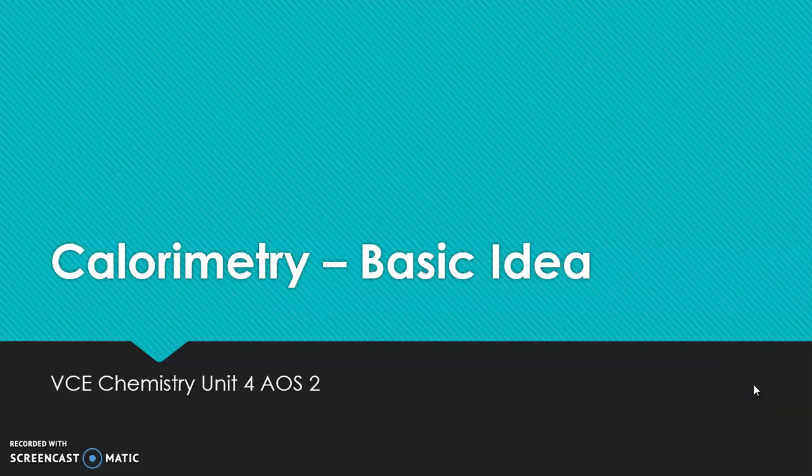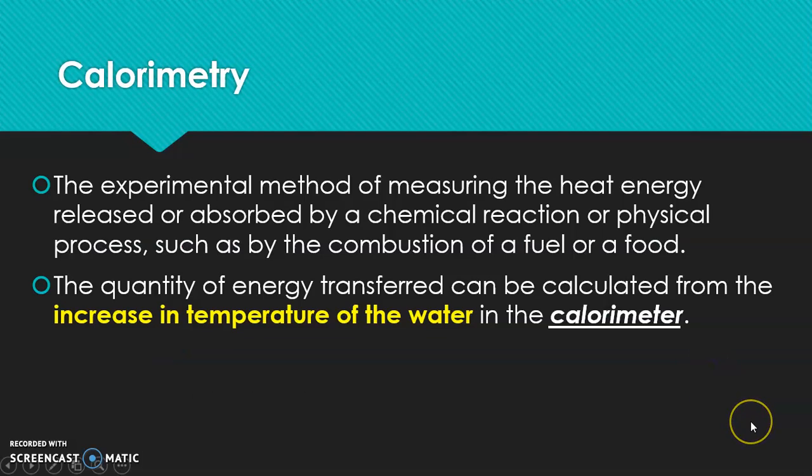BC Chemistry, Unit 4, Calorimetry, the basic idea. So calorimetry is a word given to the experimental method of measuring the heat energy released or absorbed by a chemical reaction or a physical process, such as by the combustion of fuel or food. So what happens is that the quantity of energy transferred then can be calculated from the increase in temperature of the water in the calorimeter.